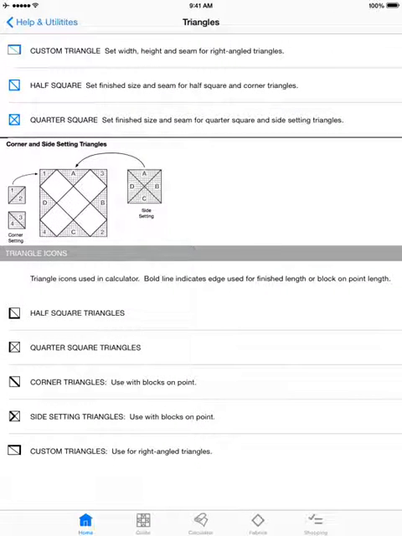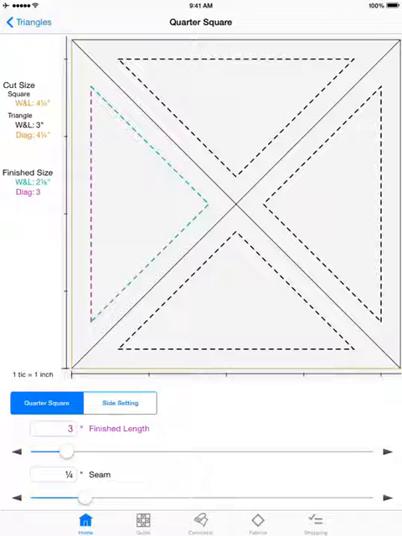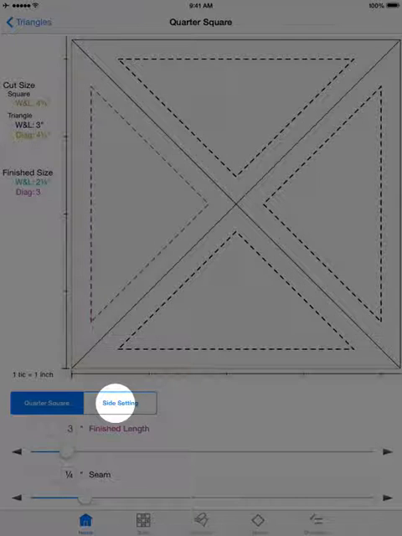And then the last one I want to show you is the quarter square triangles. Quarter square triangles are used for typical quarter square triangle patterns, but also for side setting triangles. So let's take a look at those. So again, your drawing is the same. Your colored lines correspond with the finished sizes and are color coded to the dimensions that you are changing. The quarter square calculator comes in defaulting to the quarter square setting, but if you want to look at side setting triangles, tap the side setting button.